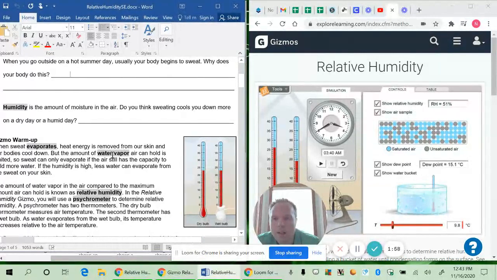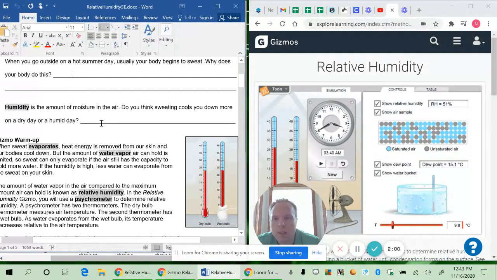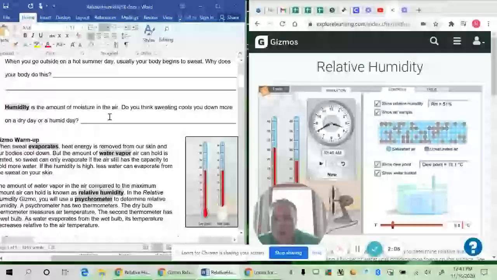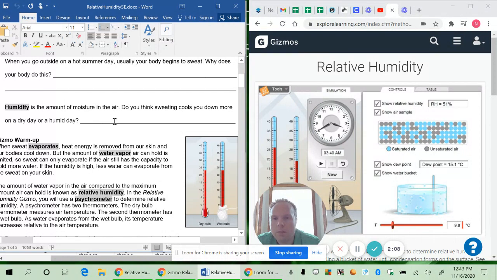Okay, the next part says humidity is the amount of moisture in the air. Do you think sweating cools you down more on a dry day or a humid day? So I want you to think about, when do you sweat more? Do you sweat more on a humid day or a dry day? And when do you think it would cool you down more?